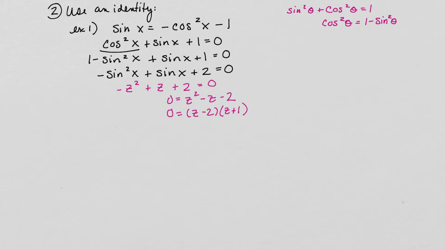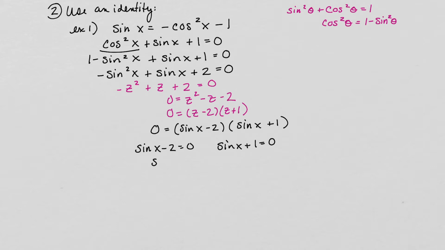So really we're solving 0. Remember, our z is a sine, so 0 is equal to sine x minus 2 times sine x plus 1. And then just like before, I have to set each of those pieces equal to 0. So sine x minus 2 equals 0, sine x plus 1 equals 0. And then we'll solve each one. So sine x equals positive 2. It happened to give us the same thing as before on this piece. So again, this piece, no solutions. On this side, we're going to have sine x equals negative 1.